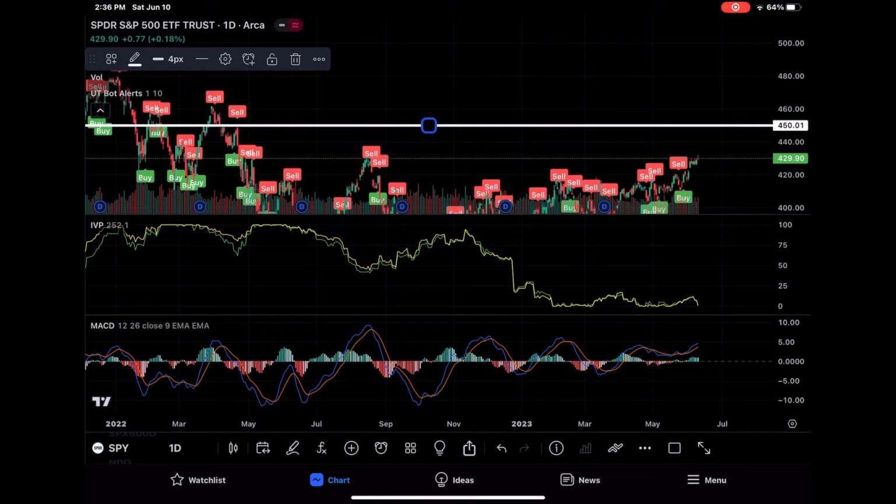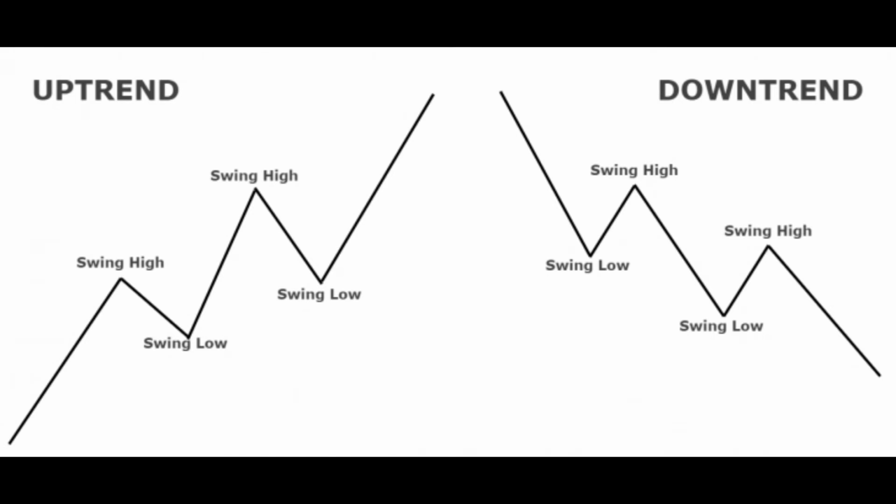Now, for those of you that don't know what a bull trend and a bear trend are, let me tell you a little bit about what it is. For those of you who already know, this might be a little repetitive, so I'll try and make it quick. Okay, so a bull trend is an uptrend, and that's basically when the stock is setting higher highs and higher lows. A downtrend is the opposite. They're setting lower highs and lower lows.